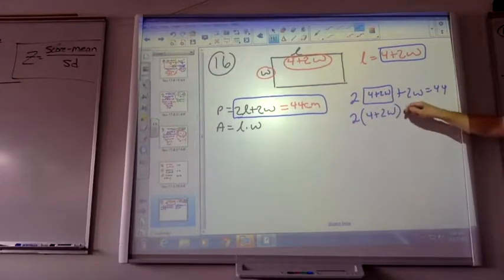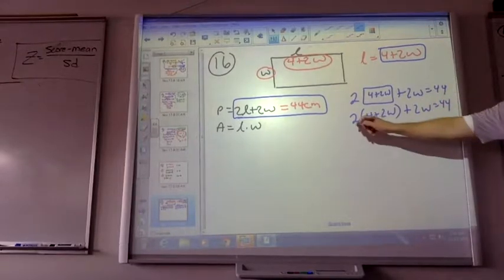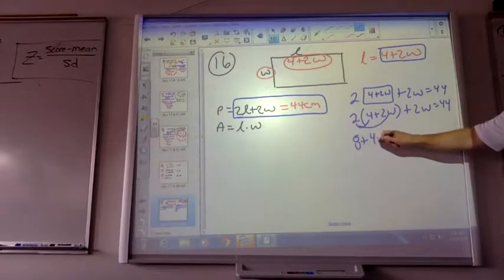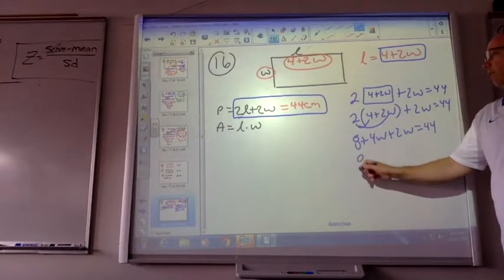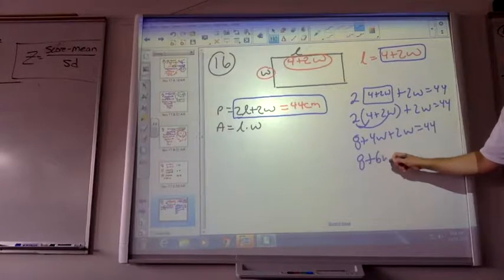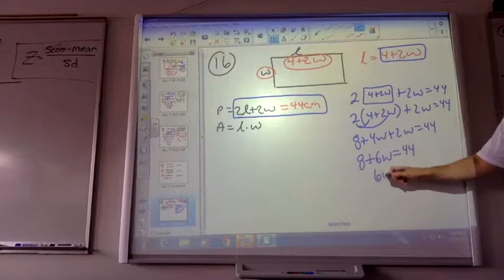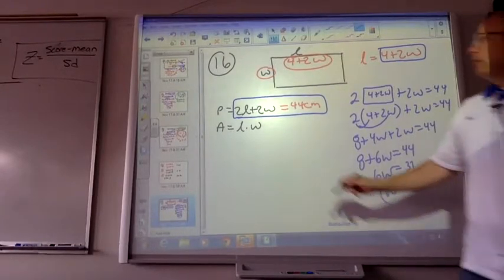So let's write this in parentheses. Okay, let's distribute. So you get 8 plus 4w plus 2w equals 44. Agree? Like terms? If I add 4w and 2w, I get 6w. If I subtract 8 from both sides, I now find I have a width of 6. So my width is 6.